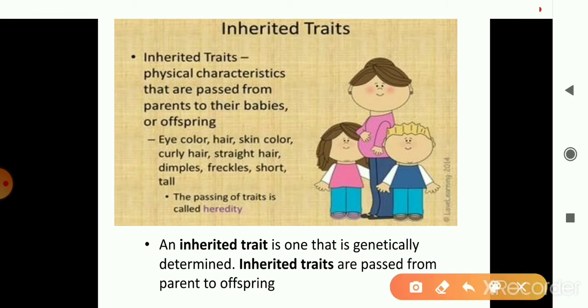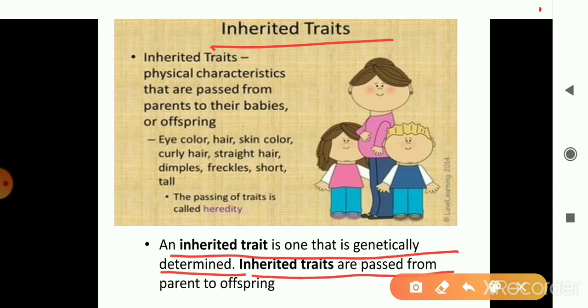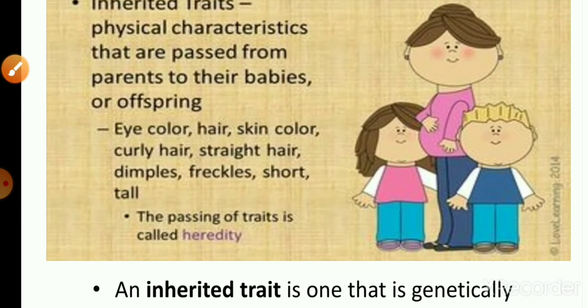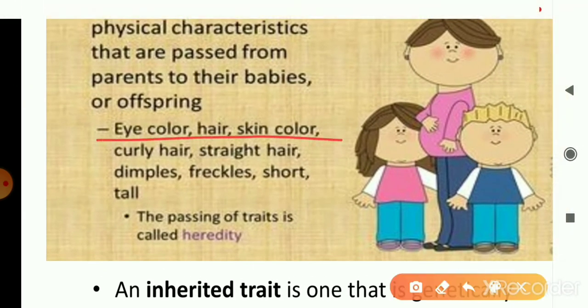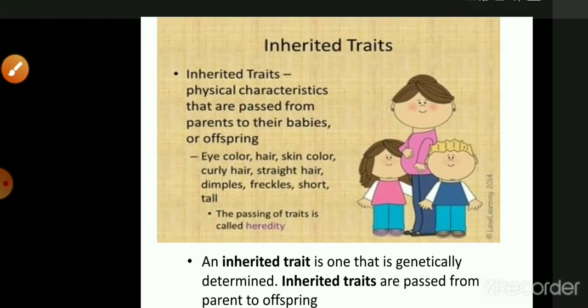Whereas inherited traits are the traits which are genetically determined, that is, they are under control or expressed by genes, and these are passed from parents to the next generation. Examples of inherited traits include eye color, hair color, skin color, and so on. So these all are examples of inherited traits.